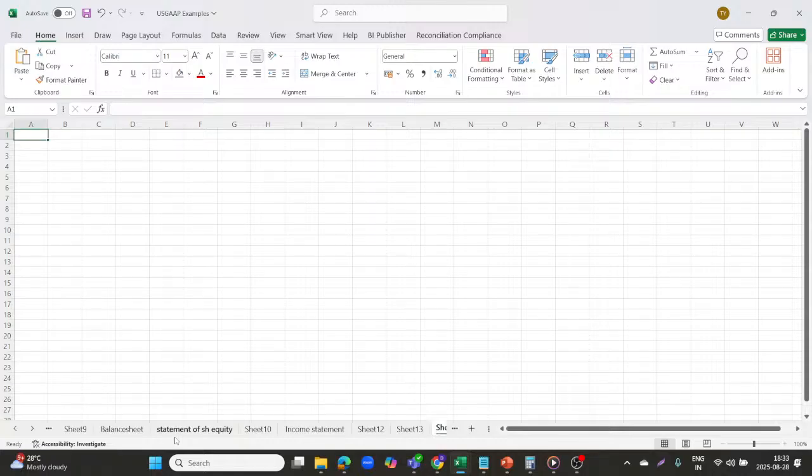Okay, so now let's get started with the overview. Here we will be starting with the overview first, then we'll see the methods and the activities. So under overview, the purpose of this statement is to provide information about the sources and the uses of cash and cash equivalents. So sources are like cash receipts, uses are like cash disbursements.